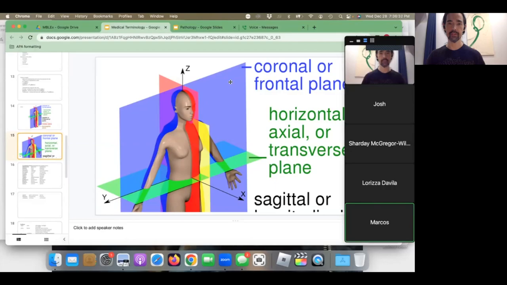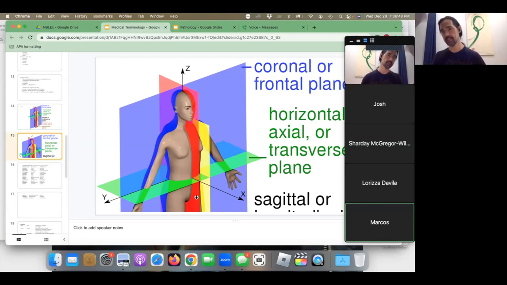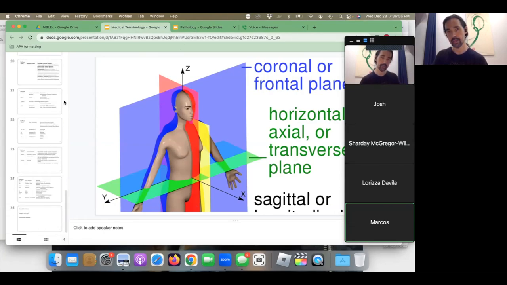So this one is which plane? Dividing it into front and back. That's frontal. And this one is which plane? Dividing it into left and right. Sagittal. Letter F for frontal, letter S for sagittal, and the last letter is T. So that's transverse, dividing the body into top and bottom, or superior, inferior, or up, down. Okay.